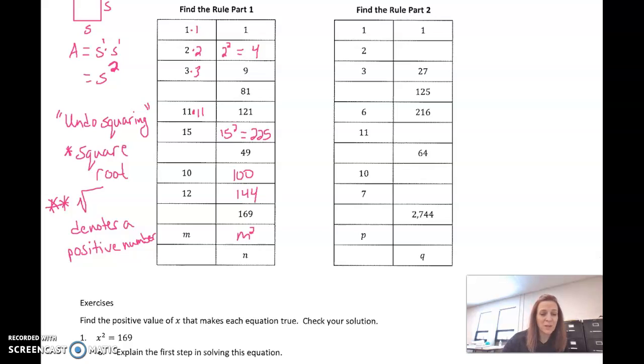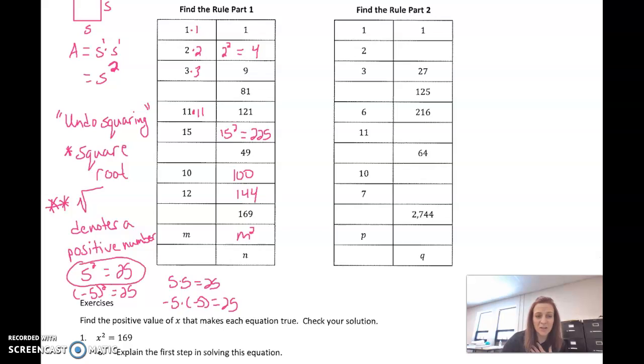What do I mean by that? Well, I know that 5 squared equals 25, but so does negative 5 squared. Why? 5 times 5 equals 25, but so does negative 5 times negative 5. A negative times a negative is a positive. So we're only going to be concerned with the positive answer right now. When you move on in math, you start bringing in the negative answer. For our purpose right now, we're just worried about the positive radical number.